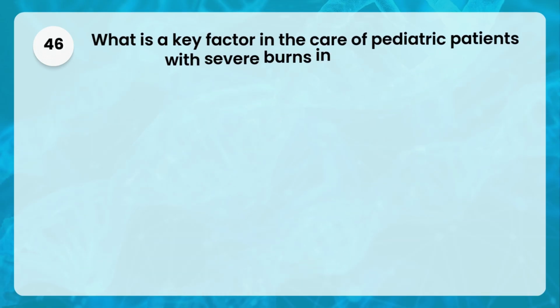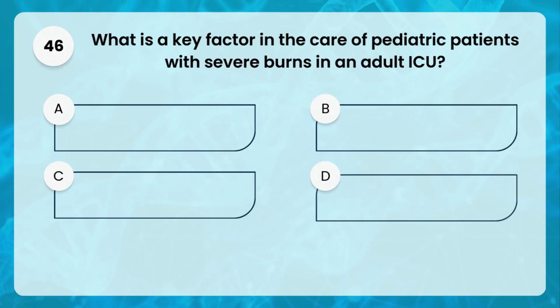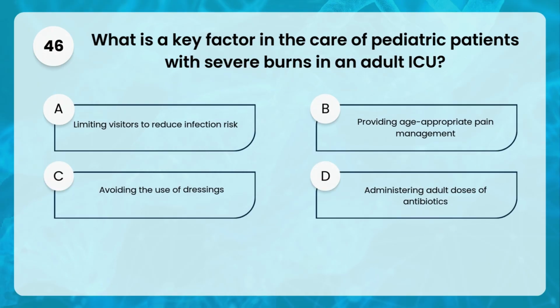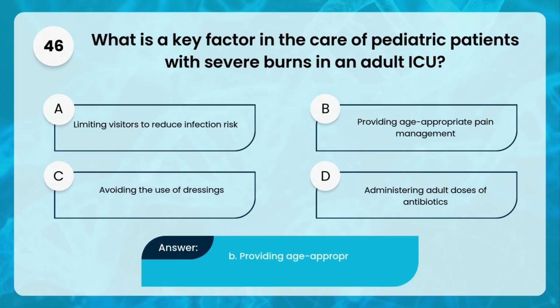46. What is the key factor in the care of pediatric patients with severe burns in an adult ICU? A. Limiting visitors to reduce infection risk. B. Providing age-appropriate pain management. C. Avoiding the use of dressings. Or D. Administering adult doses of antibiotics. The answer is B. Providing age-appropriate pain management.